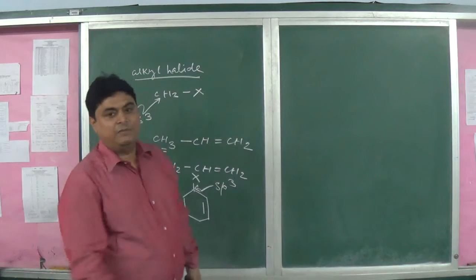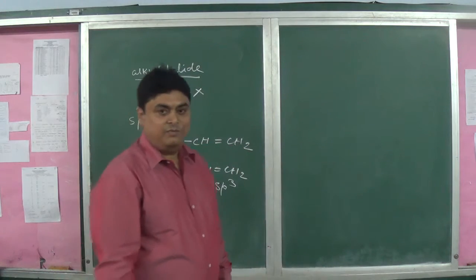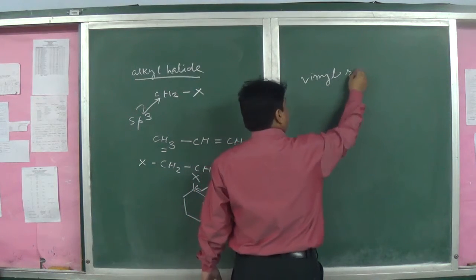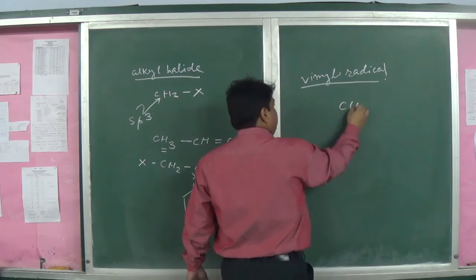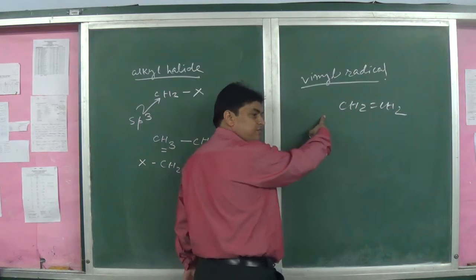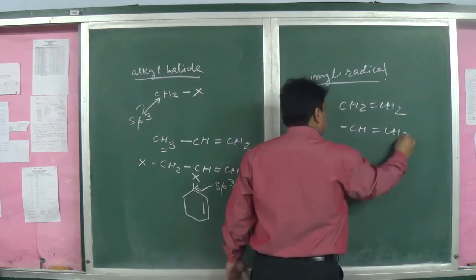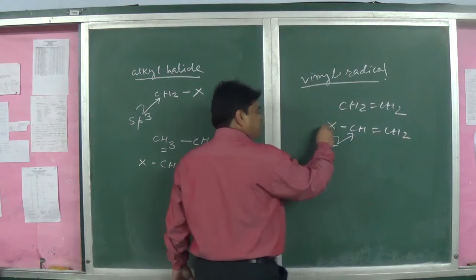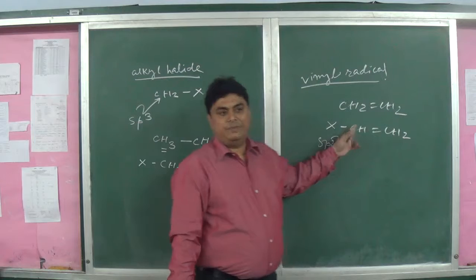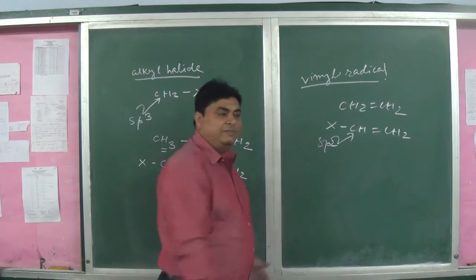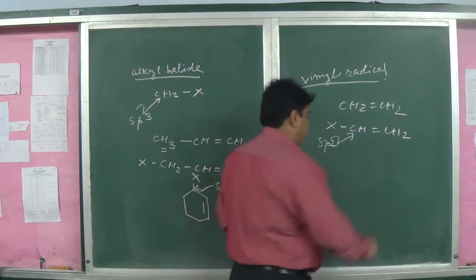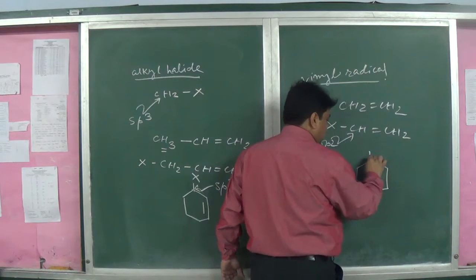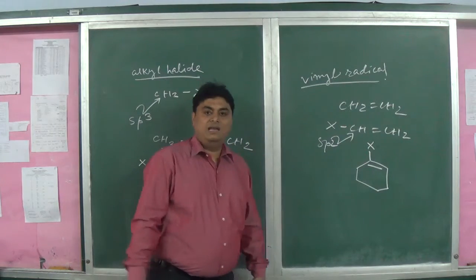Now let us focus on the carbon atom which is sp2 hybridized, and the haloalkanes they produce. First is the vinyl radical. Ethene: when one hydrogen is removed, it produces the vinyl radical. This carbon atom is sp2 hybrid. If we put an X over there, it is a vinyl halide, in which the carbon atom is sp2 hybridized. Again, we can have this format also in the cyclic form. This is also a phenyl derivative.